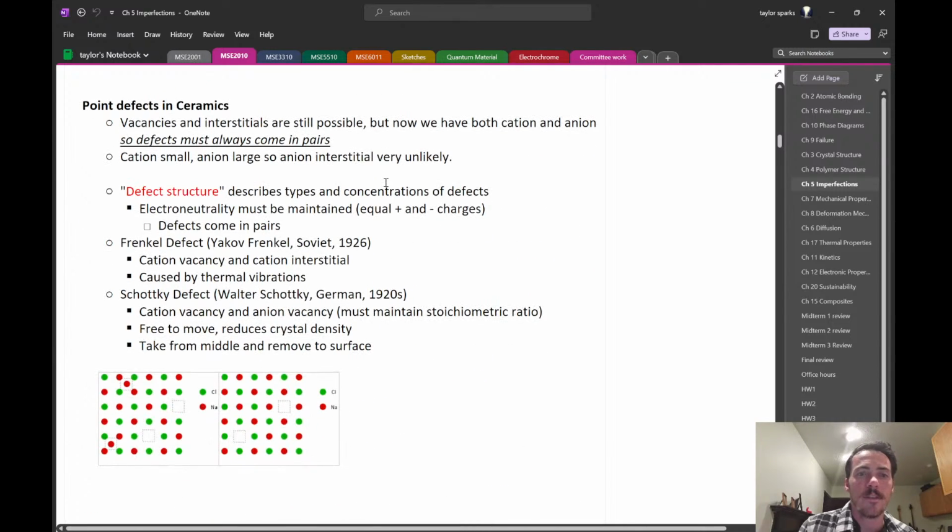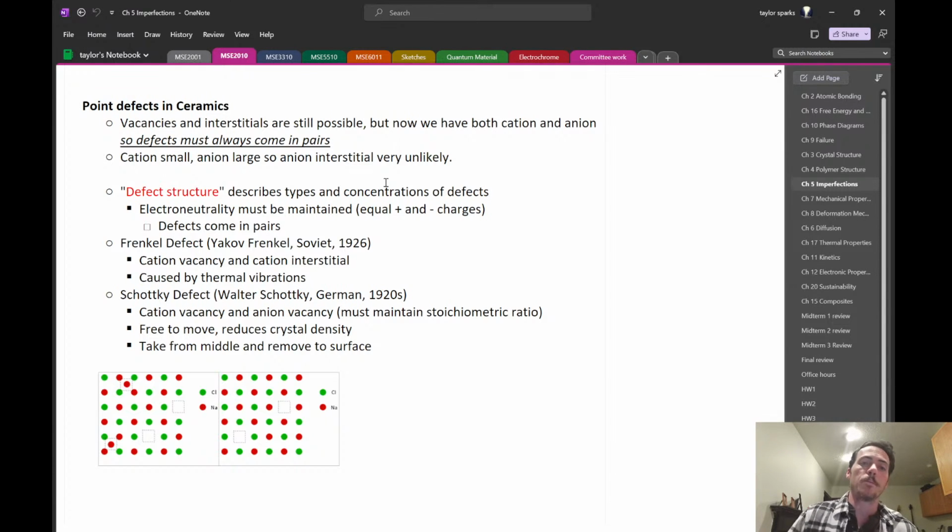In ceramics, we said that they come in pairs because ceramics have charge. You have a positive cation and a negative anion. So for example, if you're going to have a vacancy of one, then you have to have a vacancy of the other. Otherwise, the charge neutrality wouldn't work.